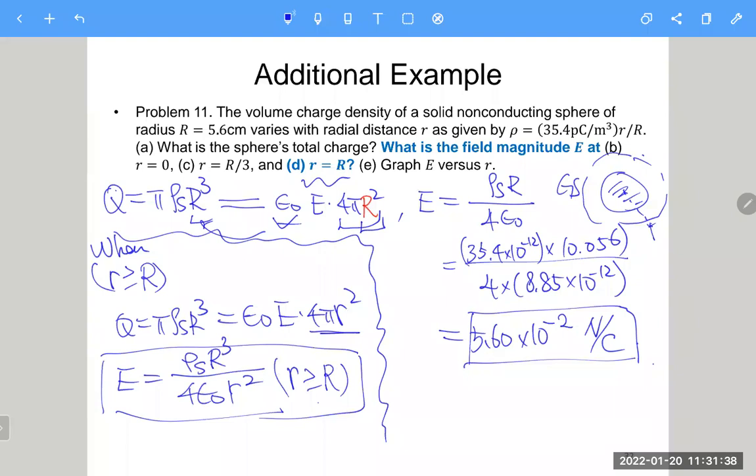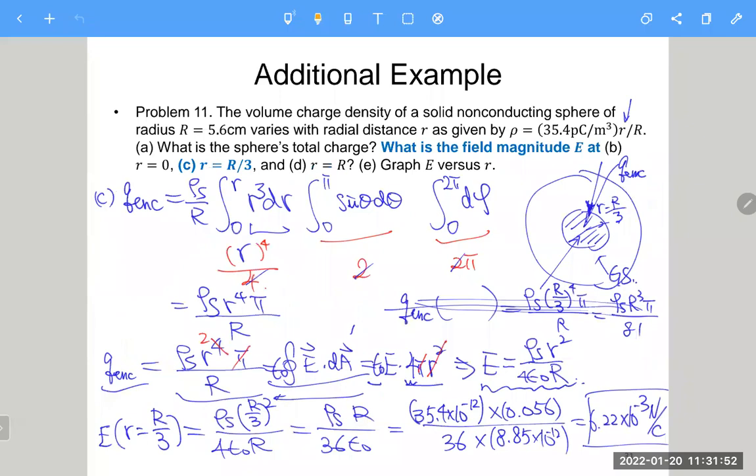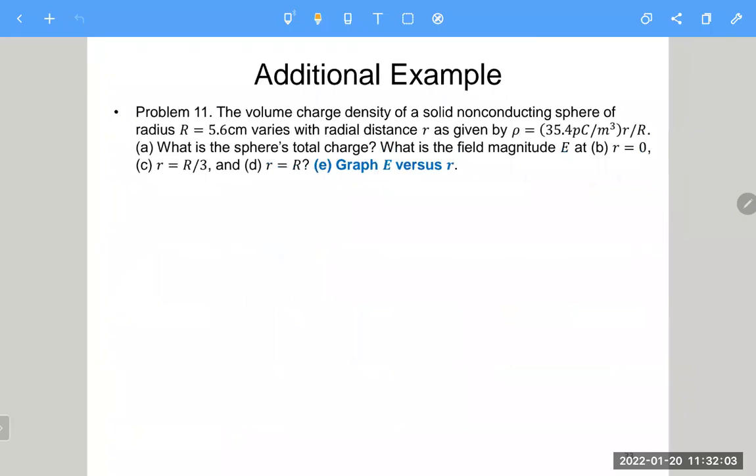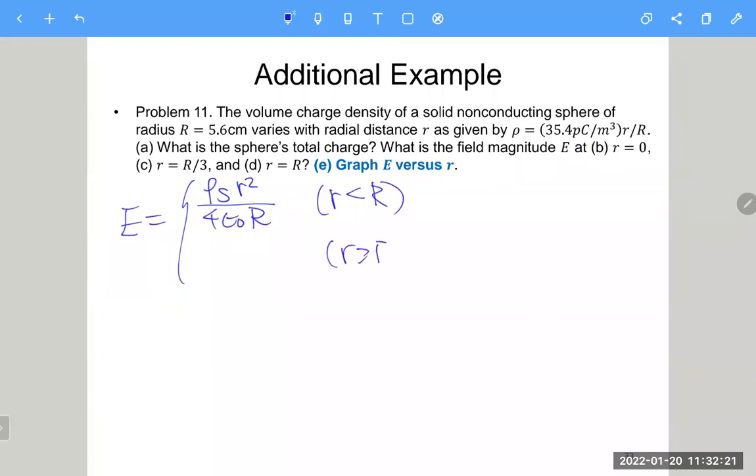So this may not be necessary for part D, but will be useful for part E. As much as we get this expression, and also this one, we can actually go to part E. So here for part E, we have E to be rho s times r over 4 epsilon naught when r is smaller than capital R squared, and when r is larger than or equal to capital R, it is rho s capital R cubed over 4 epsilon naught r squared.